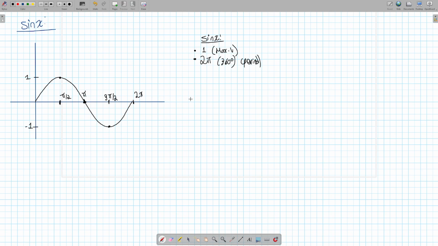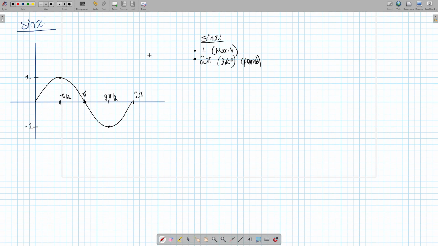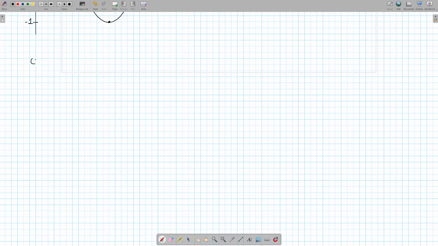Okay, let's see. What is the first transformation I'm going to do for you? You know what, actually, I'm going to do cosine and tan before going over the transformations, okay? Then I have cosine x, right? Draw the axis. You need to know over here.